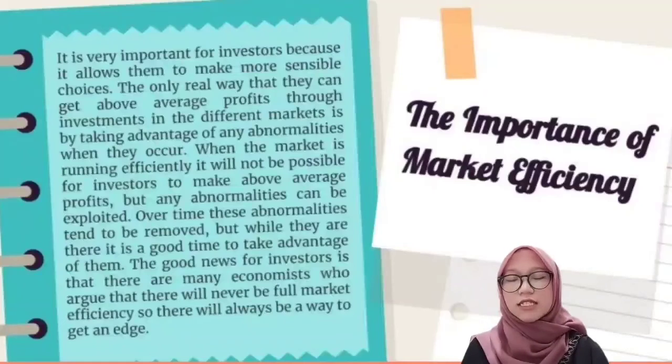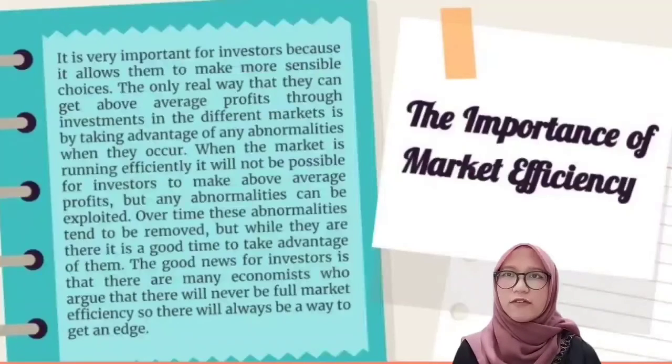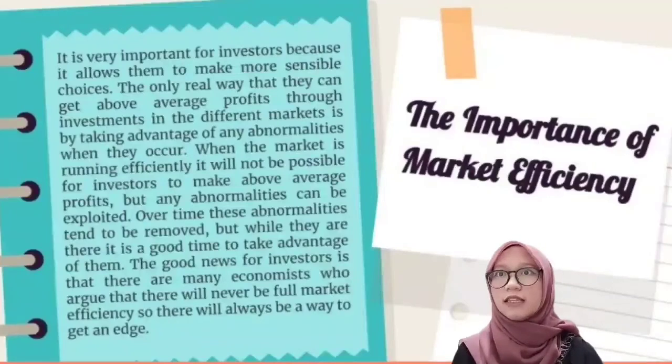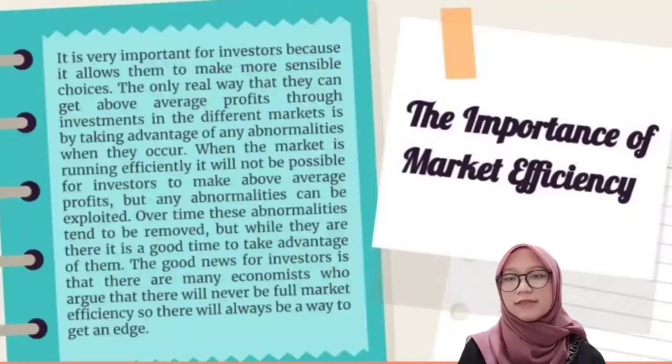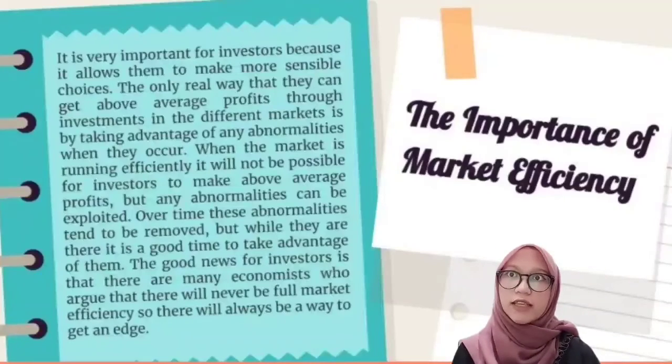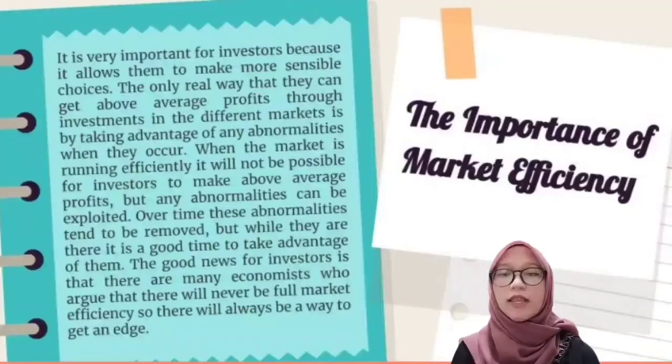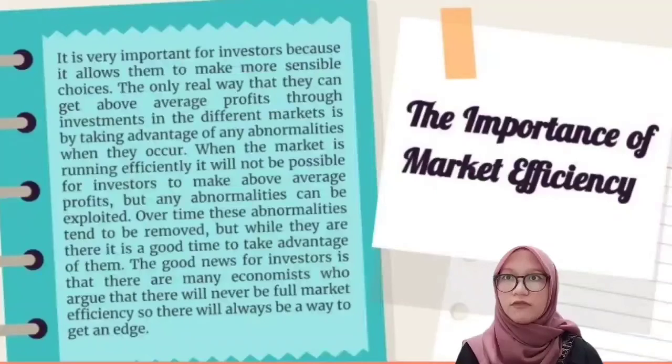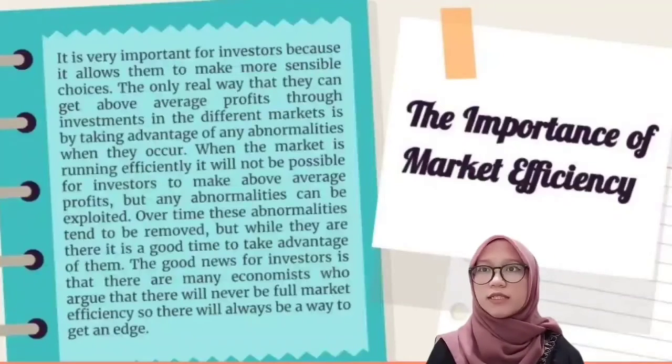Next is the importance of market efficiency. It is very important for investors because it allows them to make more sensible choices. The only real way that they can get above average profit through investment in this different market is by taking advantage of any abnormalities when they occur. When the market is running efficiently, it is not possible for investors to make above average profits, but any abnormalities can be exploited. Over time, these abnormalities tend to be removed, but while they are there, it is a good time to take advantage of them.